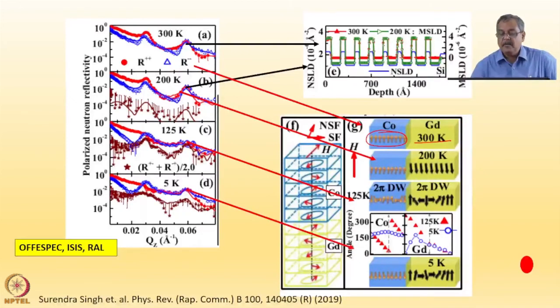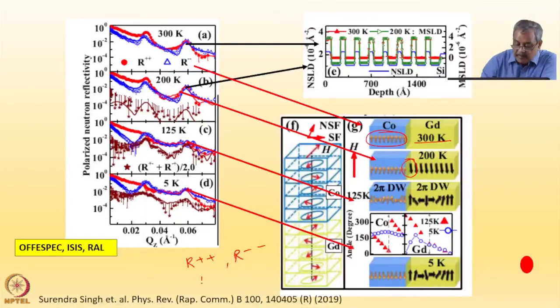And then what we find here, that at 200 Kelvin, the gadolinium and the cobalt are antiferromagnetically coupled at the interface. Understood? In this plot, I have done R plus plus, R minus minus, the non-spin flip plots for up and down neutrons. This is how they looked at 300K, this is how they looked at 200K. But please pay attention to this part.